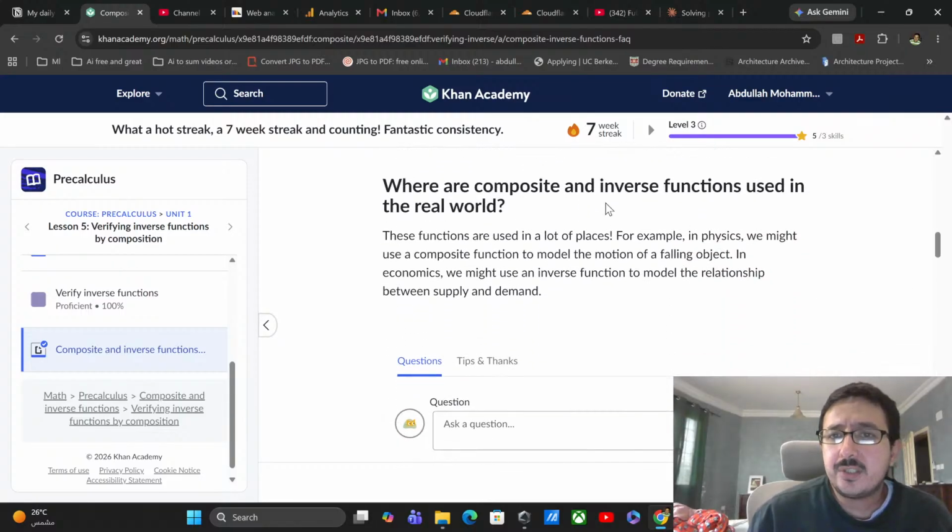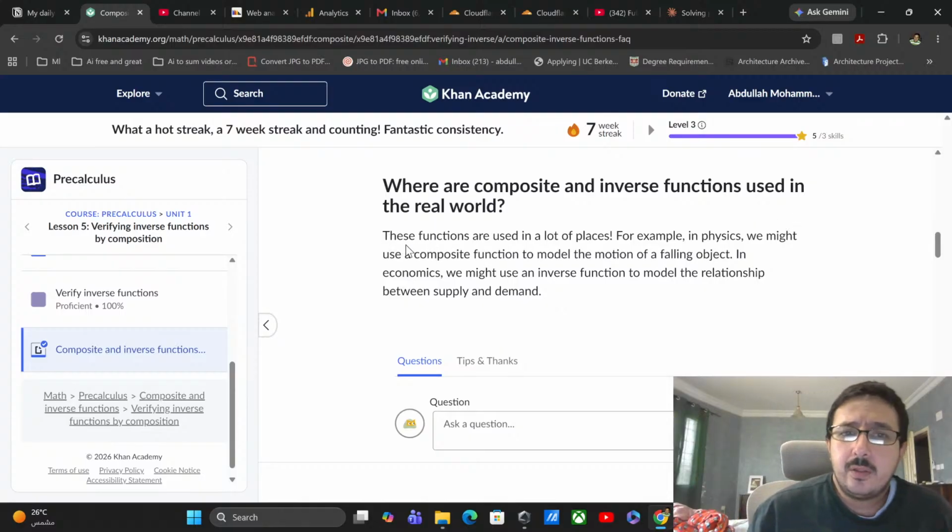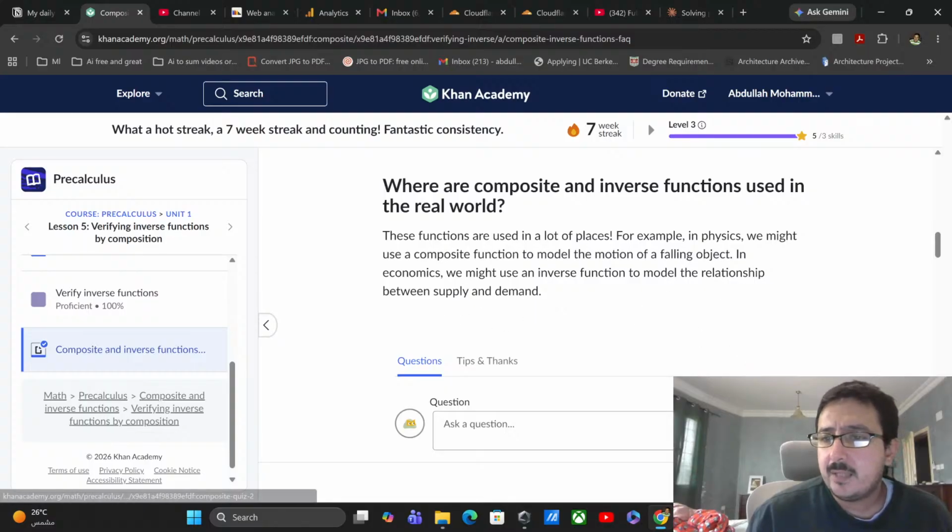Where are composite and inverse functions used in the real world? These functions are used in a lot of places. For example, in physics, we might use composite functions to model the motion of a falling object. In economics, we might use an inverse function to model the relationship between supply and demand.